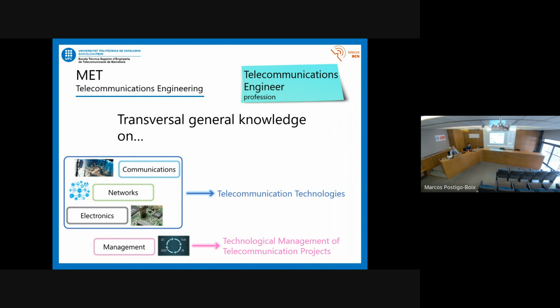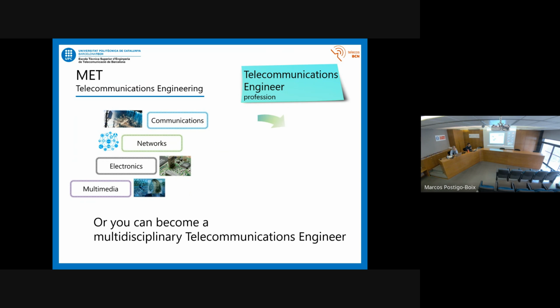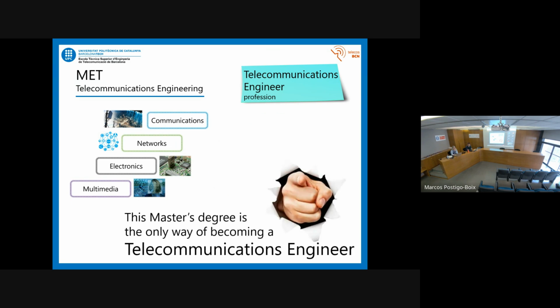These are the requirements for this qualification. This master in particular also gives you the option to specialize in one knowledge area with these intensifications and specializations, or you can become a more multidisciplinary engineer, taking, for example, an intensification, and then the rest of the elective credits you can take from other knowledge areas. So that gives you a more transversal view of the master. And this is the master that is going to qualify you as a telecommunications engineer.